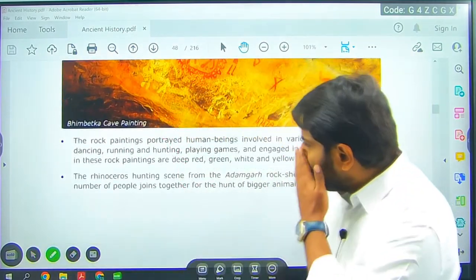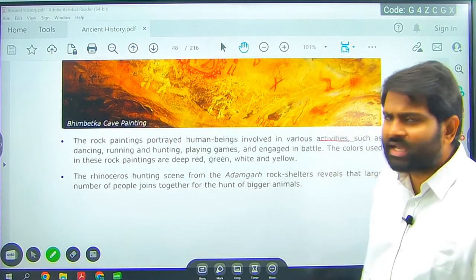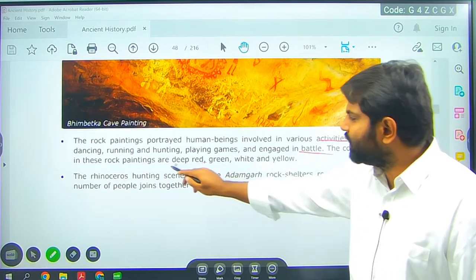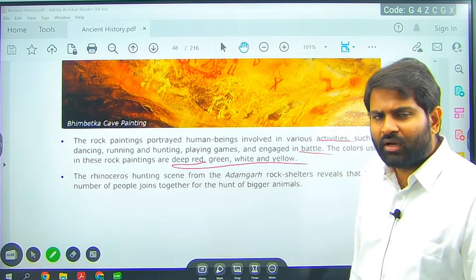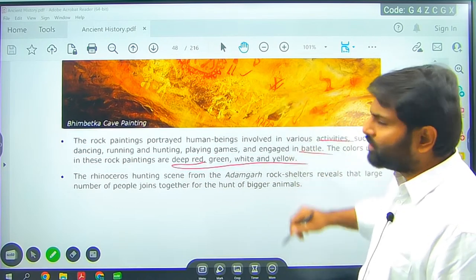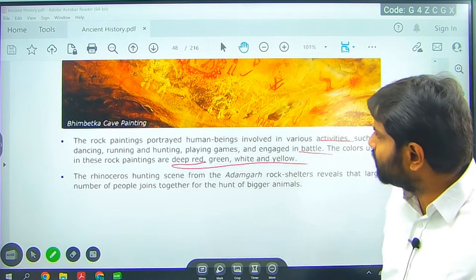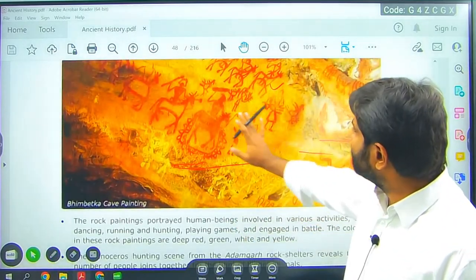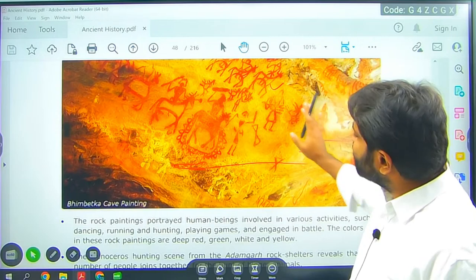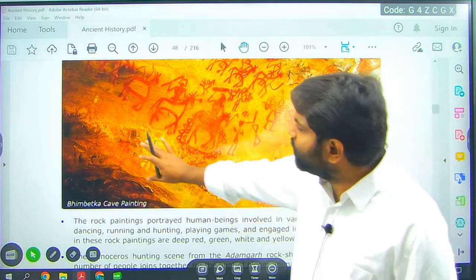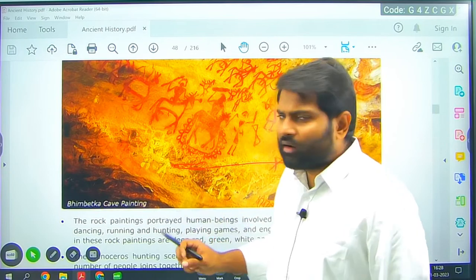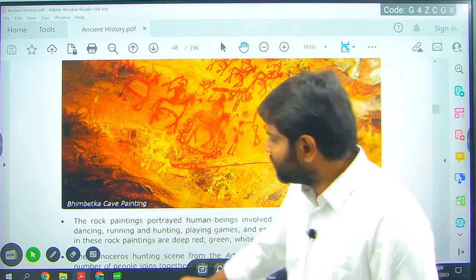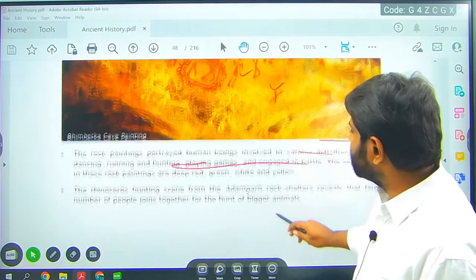The Bhimbetka rock paintings portrayed human beings involved in various activities such as dancing, running, hunting, playing games, and engaging in battle. The colors used in these rock paintings are deep red, green, white and yellow. Deep red, so brick red, deep red, white and yellow. Yellow is the background they have taken, don't consider that as a stone color. In some places they have used white. These colors may be from vegetables, maybe from the items which were available then. That is also explained a little later.